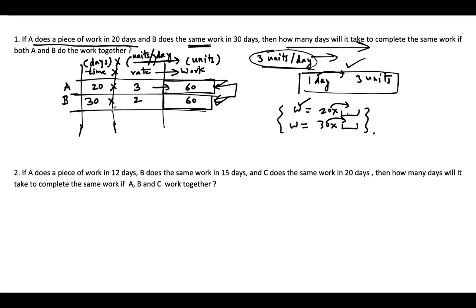Samarth, go forward. How many days will it take to complete the same work if both A and B do the work together? If A and B are working together, then in one day, how many units of work will get completed? 5. And they have to do the same work, that is 60. So something multiplied by 5 should give you 60. What will be that something? 12. Okay, this is one way to go about it.